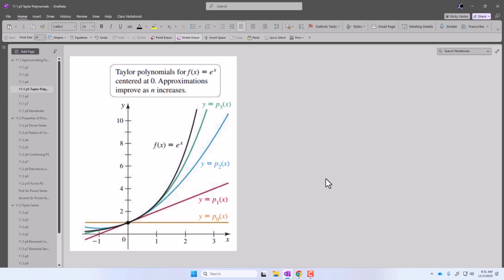P sub 2 is the second order Taylor polynomial. That's the best quadratic approximation. P sub 3 is the best cubic approximation, etc. And so the idea behind the Taylor series, or a Taylor polynomial, is that it's a better and better approximation.